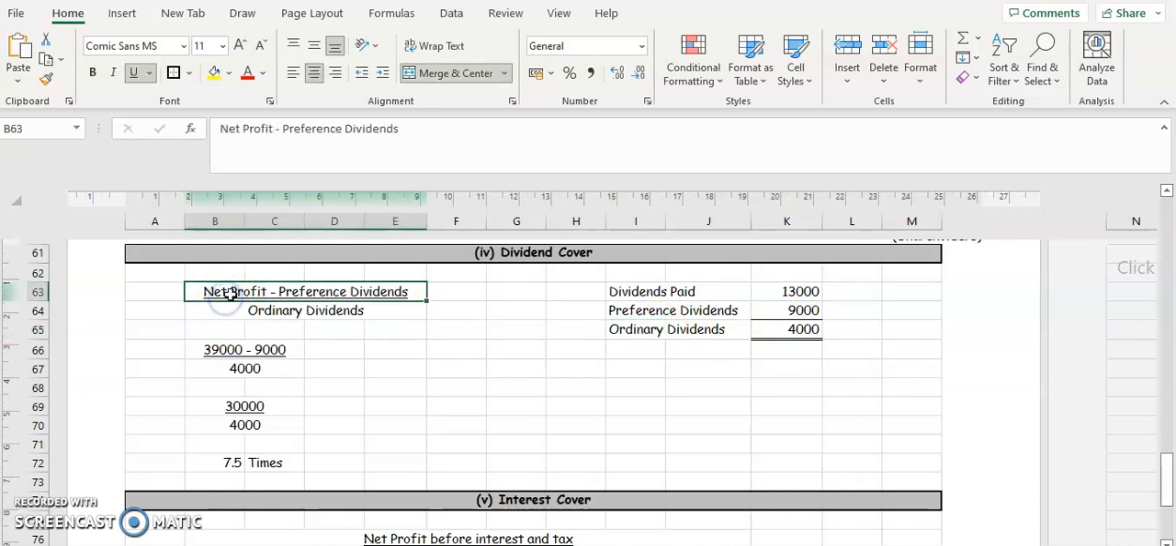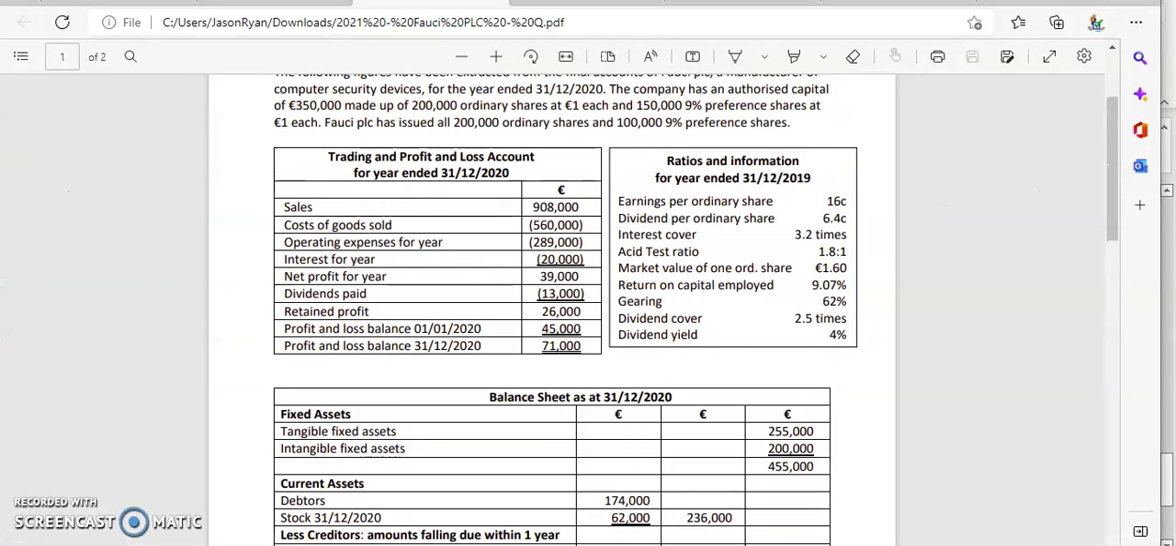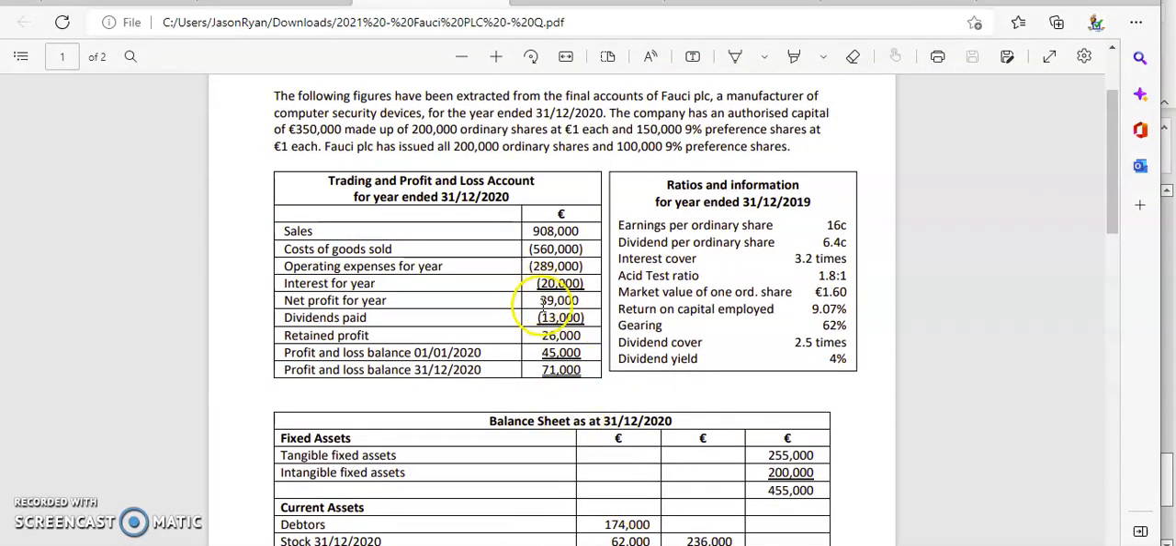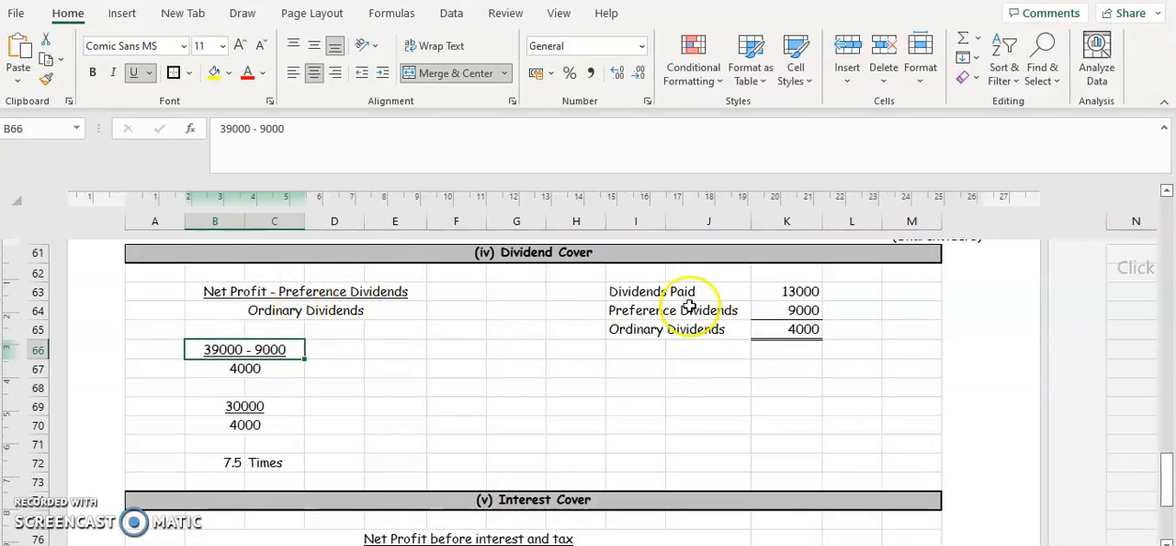So now we can fill in this formula. Your net profit is 39,000, which we've identified already up here. From that, we're going to take away your preference dividends, which is 9,000, and we're going to divide that by your ordinary dividends, which is 4,000. We calculate that just over here. So 30,000 divided by 4,000 gives you 7.5 times.